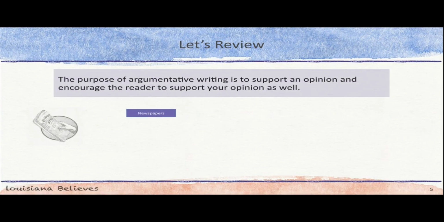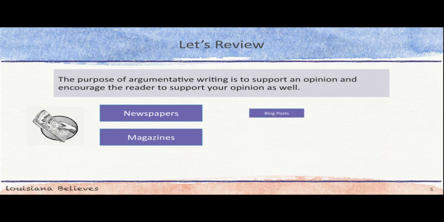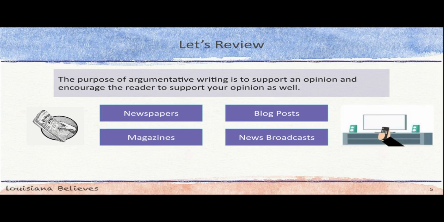Let's review your answers. You should have written that the purpose of argumentative writing is to support an opinion and encourage the reader to support your opinion as well. Argumentative writing is used in the real world in newspapers, magazines, blog posts, social media platforms, and any place where someone might support an opinion.